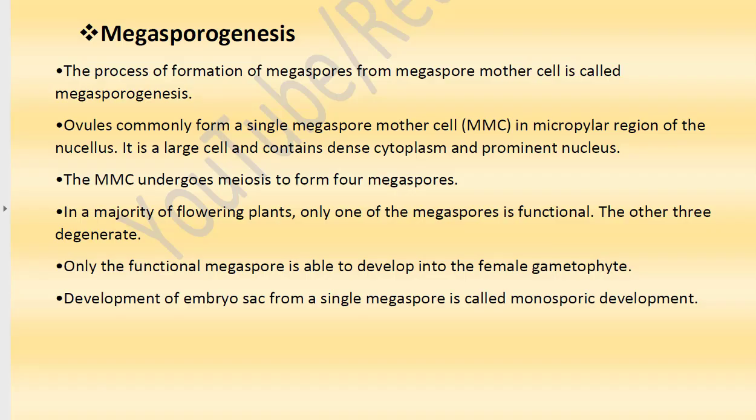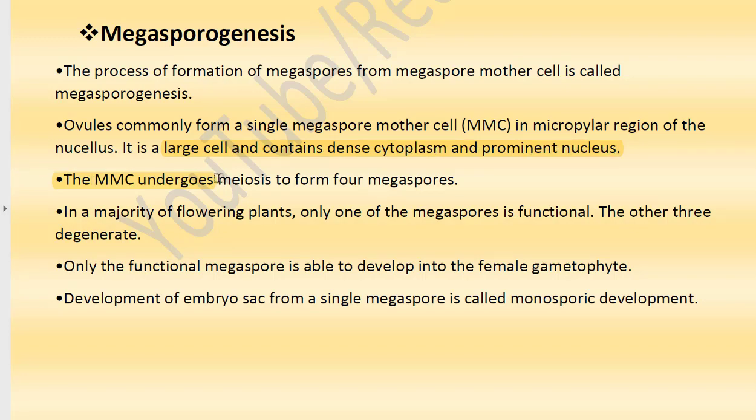Understood? Now coming to the topic, megasporogenesis. Megaspore means the female gamete, and genesis means the generation or the formation of such gametes. Now the definition says that the process of formation of megaspores from megaspore mother cell, यानी कि MMC, is called megasporogenesis. Ovules commonly form a single mother cell, MMC, in the micropylar region of the nucellus. It is a large cell and contains dense cytoplasm and a prominent nucleus. So please mark it down that the MMC, megaspore mother cell, is a large cell. It contains dense cytoplasm and has a prominent nucleus.